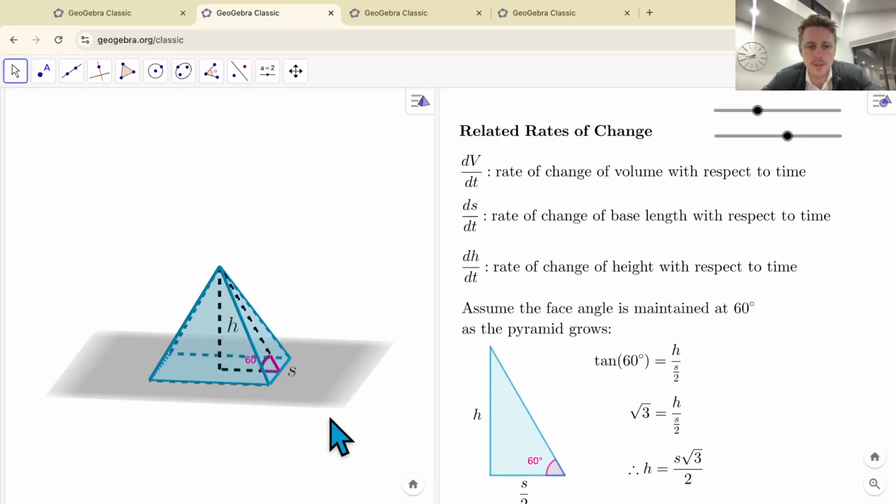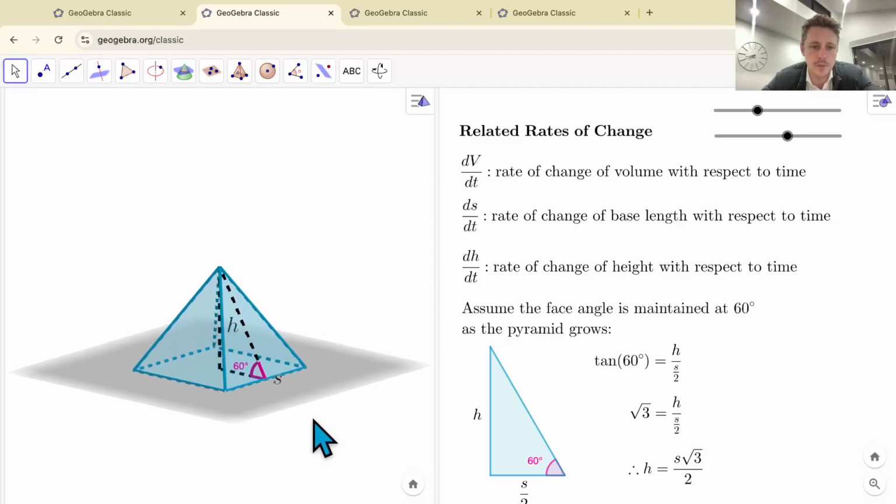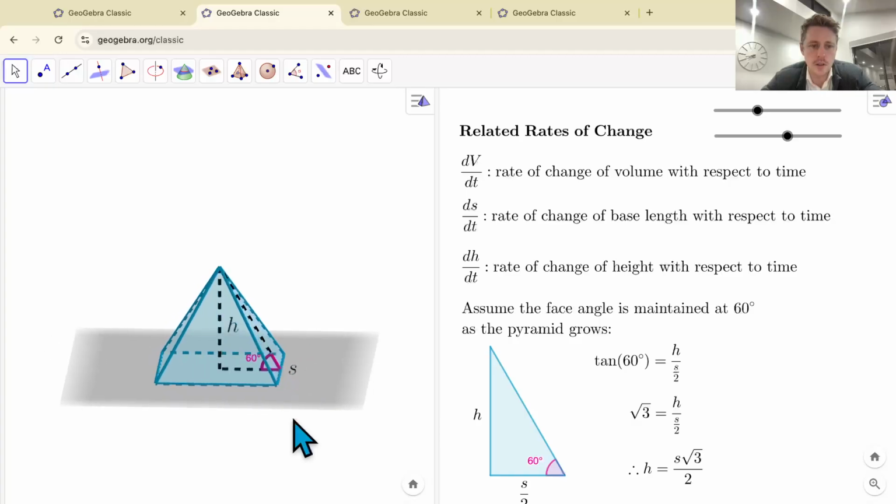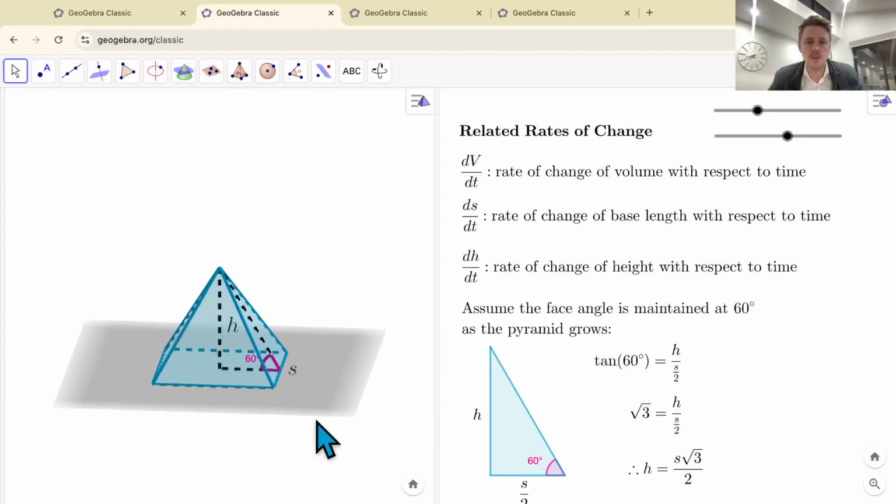Firstly, here's our pyramid. Give us a spin. Maybe a bit quicker. There we go. Too quick. Here's our golf ball pyramid, quote unquote. And what we want to do is think about the different rates of change. If we start to define some of those rates, we could say dV dt would be the rate of change of volume with respect to time. ds dt would be the rate of change of the base length with respect to time. dh dt can be the rate of change of height of the pyramid with respect to time.